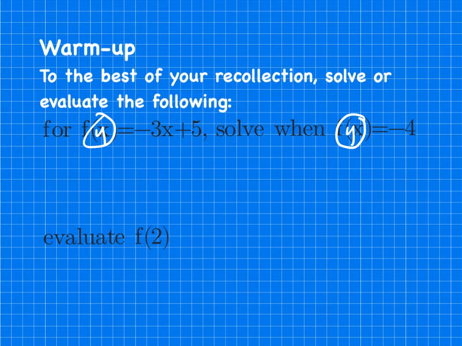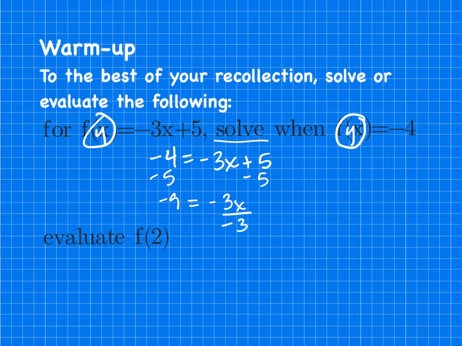So this is the same as saying that negative 4 equals negative 3x plus 5. So we solve whenever we have f of x equals a number. Subtract 5 from both sides. So negative 9 equals negative 3x. Divide by negative 3, and we end up with x equals a positive 3.